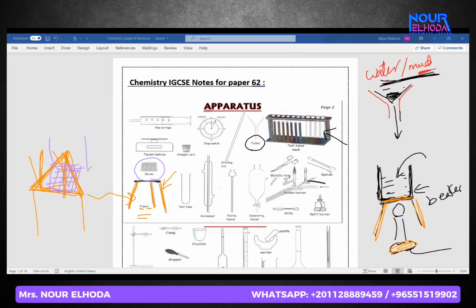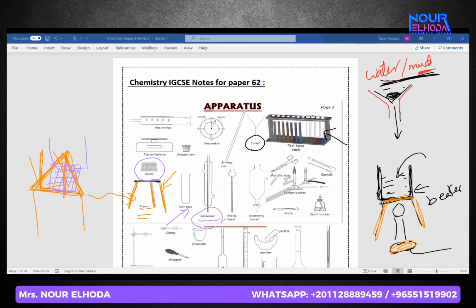Okay. Of course this is a test tube if you want to do any experiment. The condenser, we are going to take it, inshallah, next class when I do a simple distillation or fractional distillation. If you have any vapor and you want to condense the vapor, I'm going to use a condenser. It's a very important one.